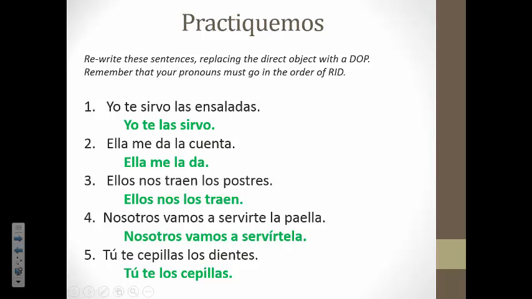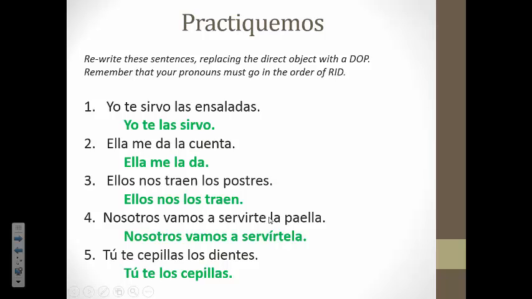Okay, let's review. Number 2 says, she gives the bill to me. You're trying to say she gives it to me. Ella me la da. 3. They bring the desserts to us. They bring them to us. Ellos nos los traen.